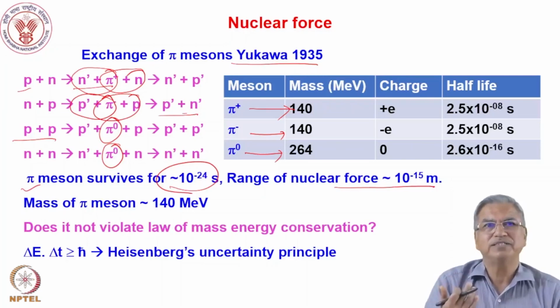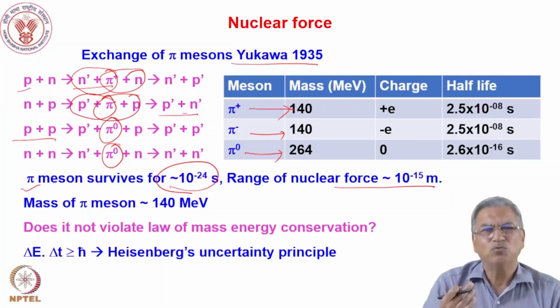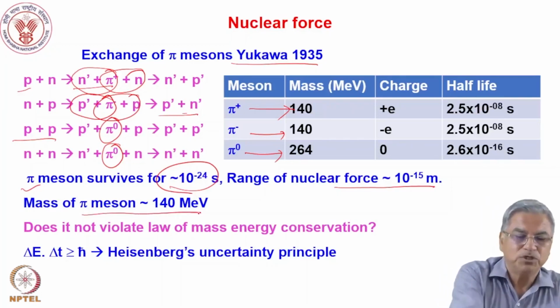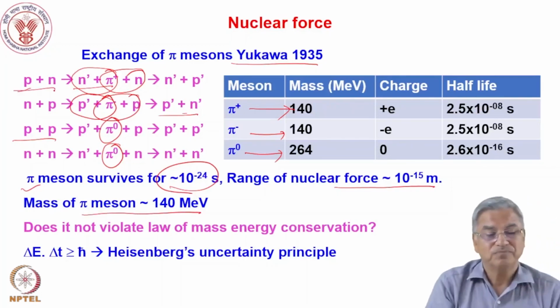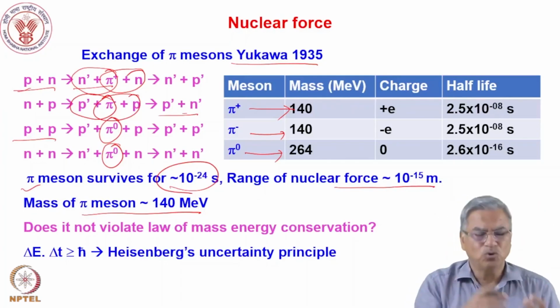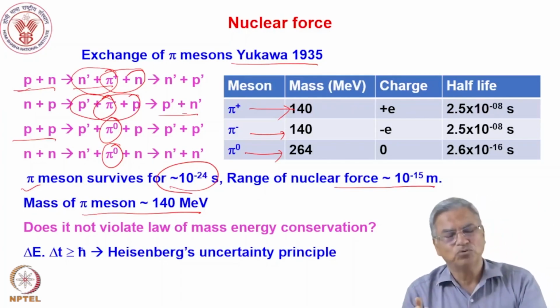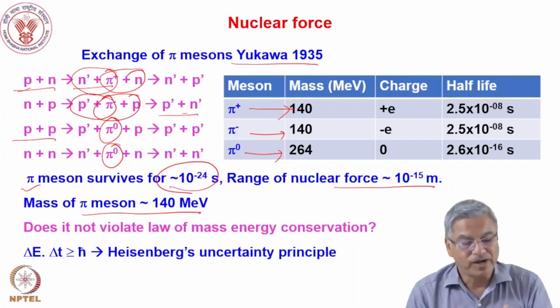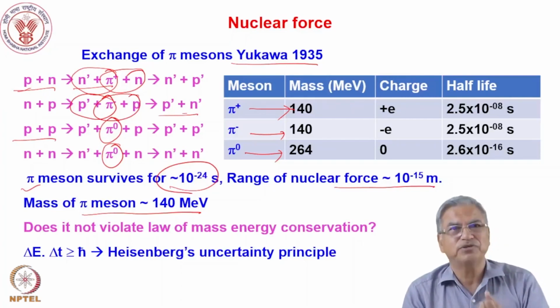The important point is how we are able to produce a particle of 140 MeV between a proton and a neutron when they remain intact. A proton-neutron pair remains a proton-neutron pair, but in the process generates a mass of 140 MeV. Does it not violate the law of mass energy conservation? No.